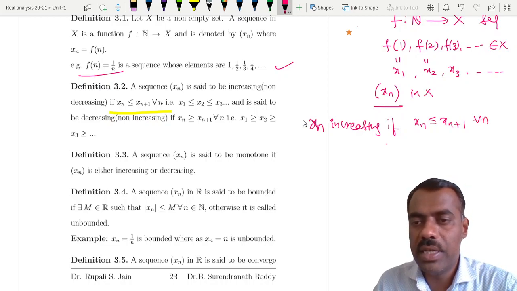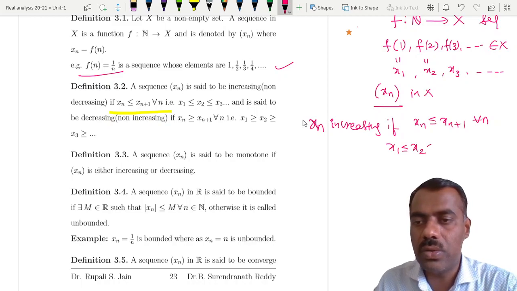That means what? This is the same as: when I take n is 1, x1 should be less than or equal to x2, and when I put n equal to 2, x2 should be less than or equal to x3 and so on.